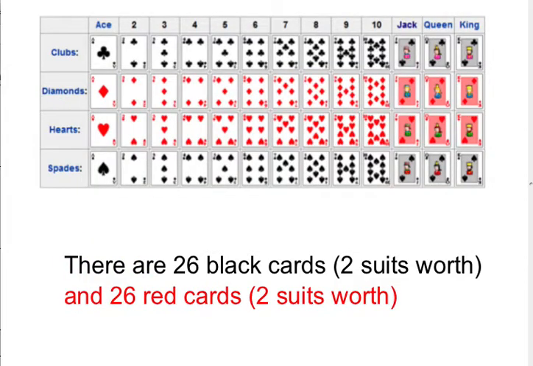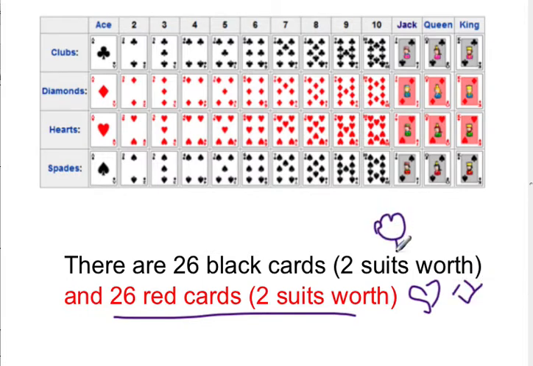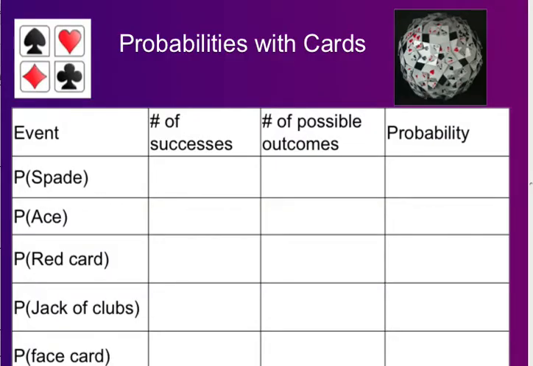So there are 26 black cards and 26 red cards. Hearts and diamonds are red. Clubs and spades are black. Please excuse my terrible drawing, but hopefully it's making sense to you. So let's do some probabilities with cards. First of all, the possible outcomes we know for each one is going to be 52.